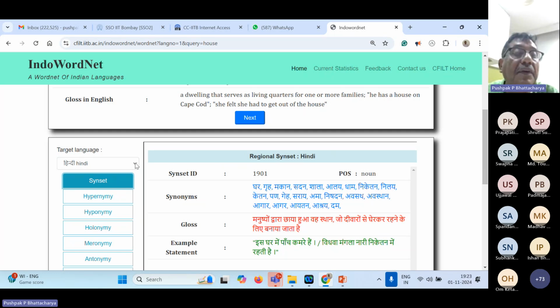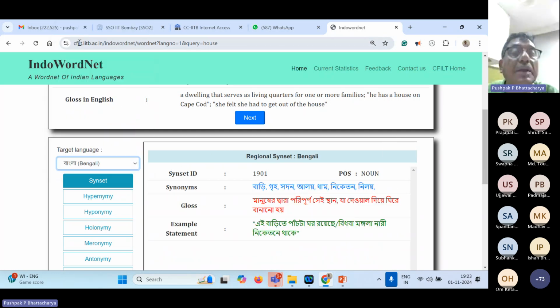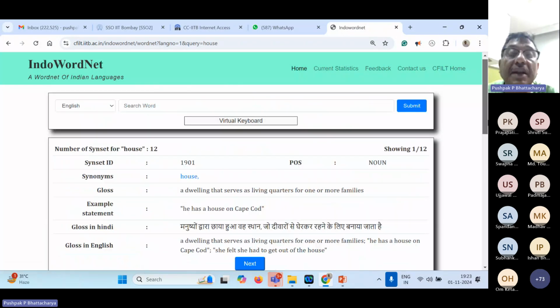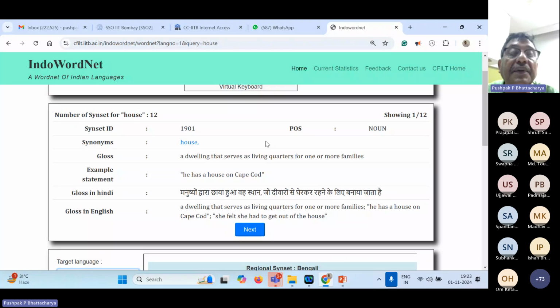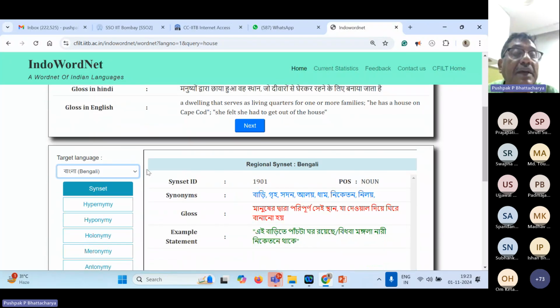We can see for Bengali. For Bengali, the synonyms are shown here: Bari, Griha, Shadon, Aloy, Dham, Niketan, Nilay. And the gloss is the same as Hindi. Then there are example sentences. Now, how are the synonyms arranged? Synonyms are arranged with the most frequently occurring coming first. We can see other languages also.